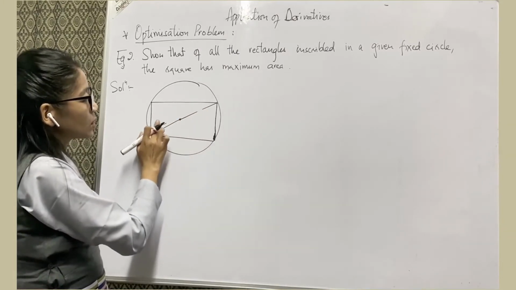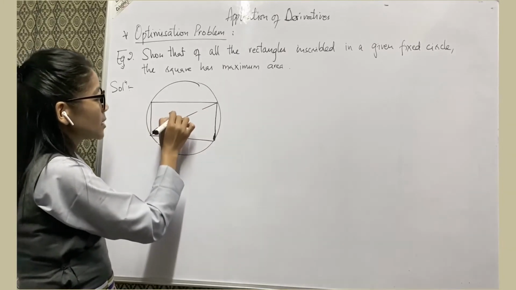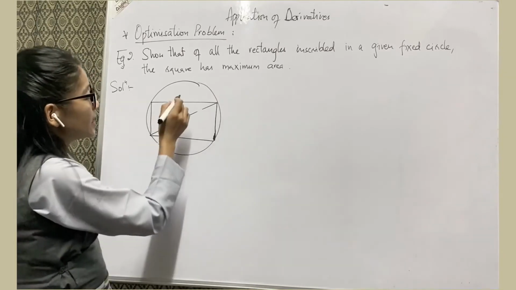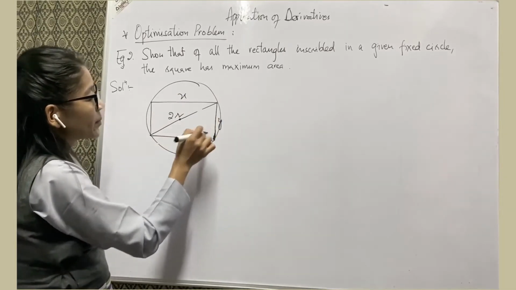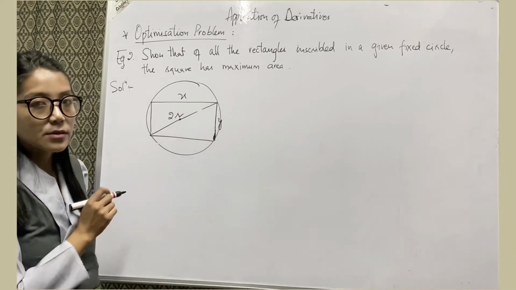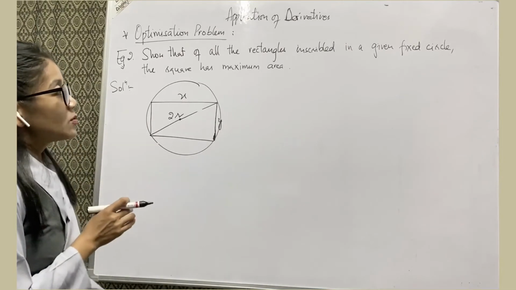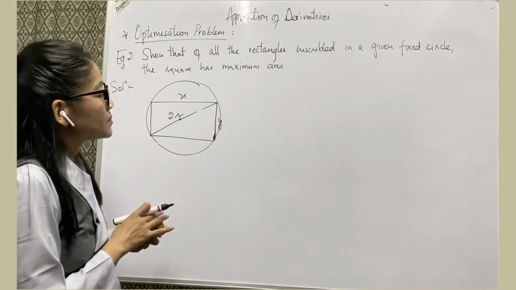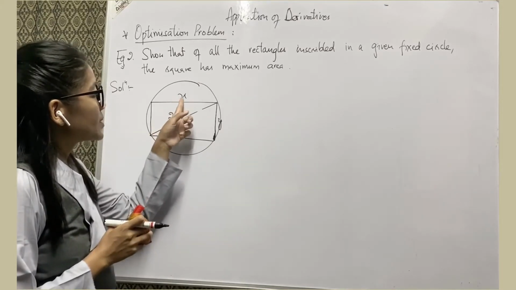So therefore this whole length I can write as 2r. Is that clear? And let x and y be the length and breadth of the rectangle. Now we have two variables, x and y.